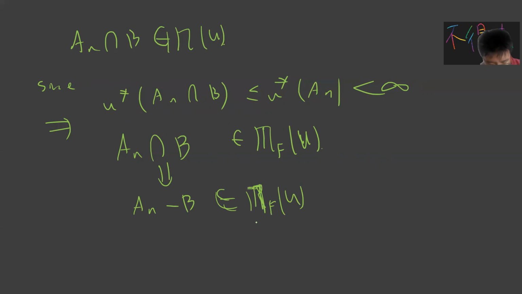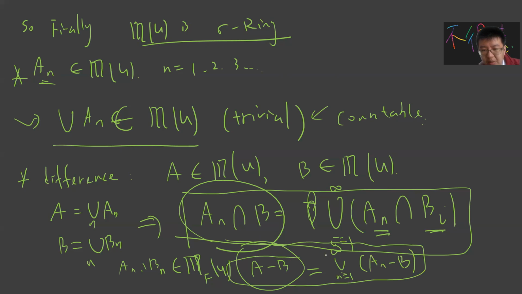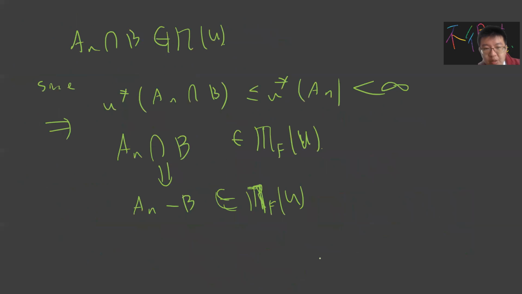Sorry for my bad notation. So the finitely mu measurable union is mu measurable, right? Because the A minus B can be written as a union of n from 1 to infinity, A_n minus B. And your results tell you this, right? Because you can just use A_n minus this.